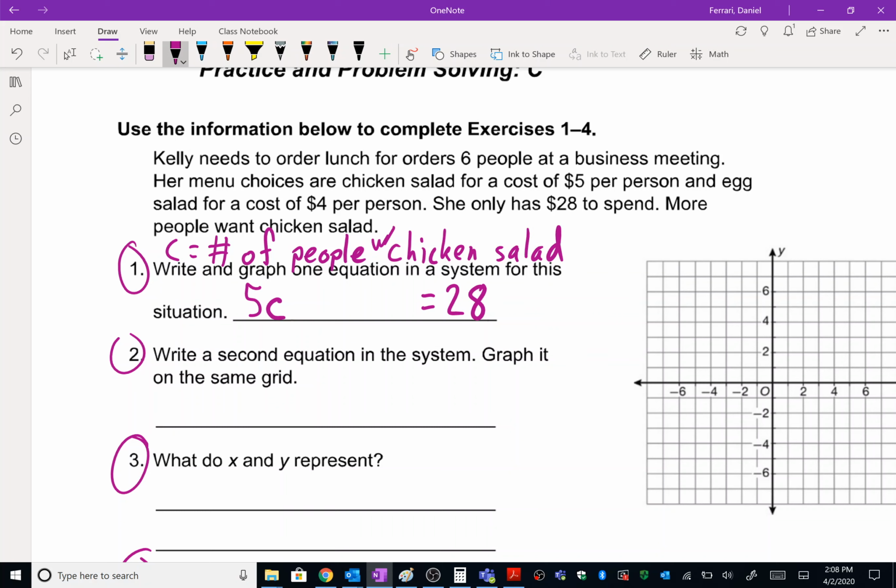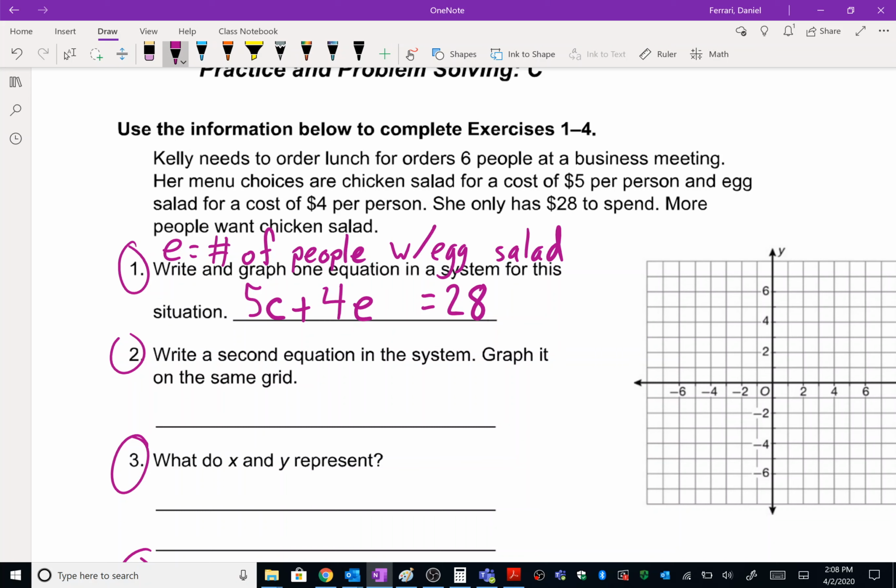Okay, and you can probably logically figure out what the next one's going to be, right? If $5 per person was the cost for chicken salad and we made that 5C, well, then we can make something similar for the egg salad people. We're going to do plus 4E because this time the egg salad costs $4 per person, and E is going to be the number of people with egg salad. So we've set up our first equation: 5C plus 4E equals 28.